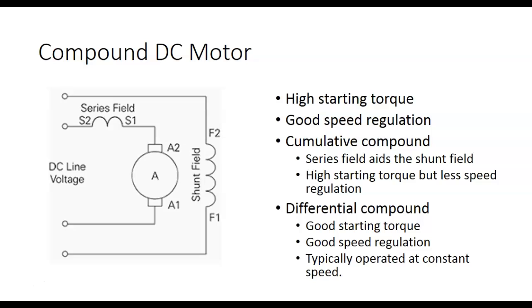Aids the shunt field, high starting torque, but less speed regulation. Differential has good starting torque, but very good speed regulation. Typically operates at a constant speed. So sometimes these are called constant speed motors. So this is a combination of a shunt motor and a separately excited, and it's got a series field. Okay?